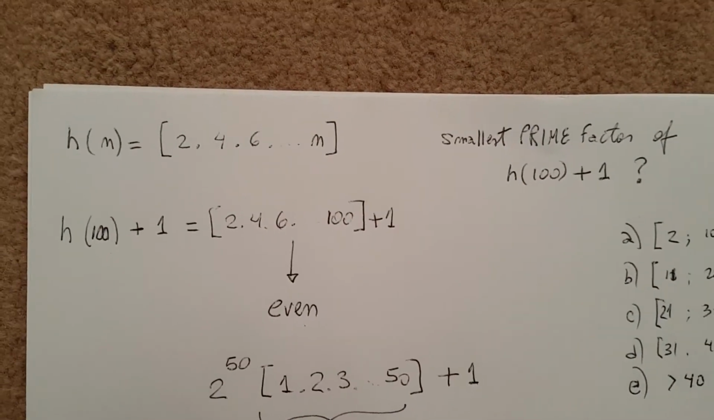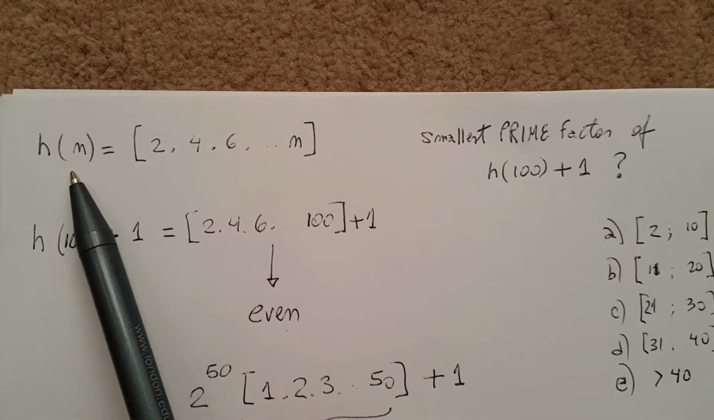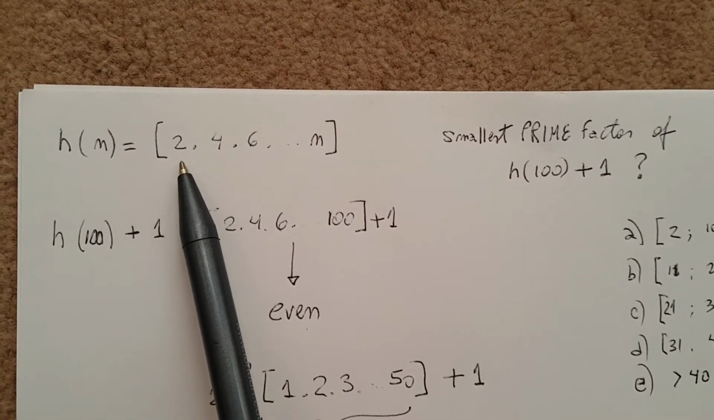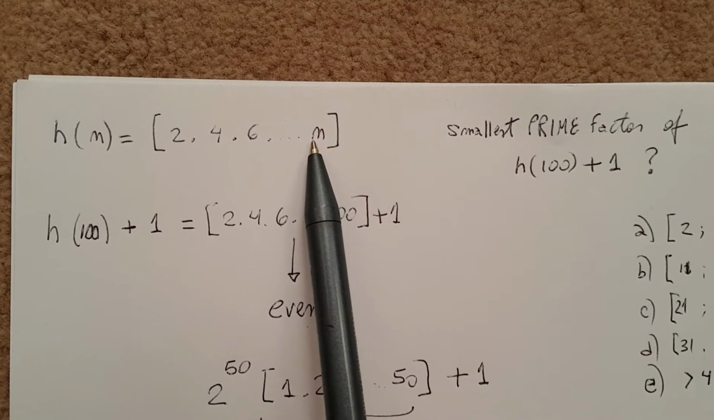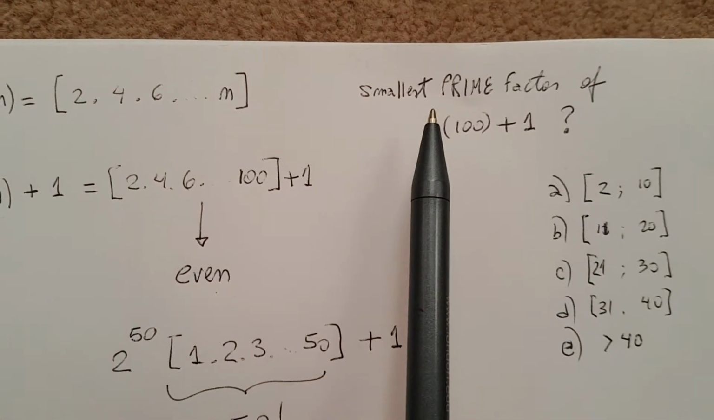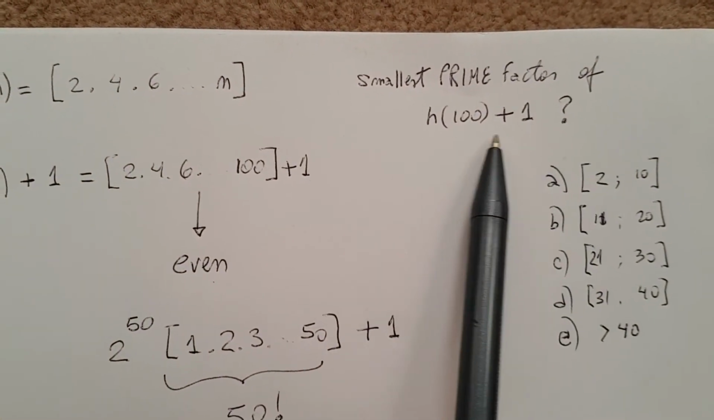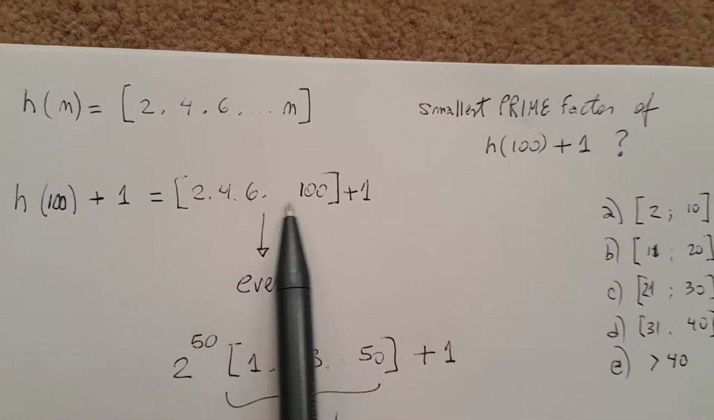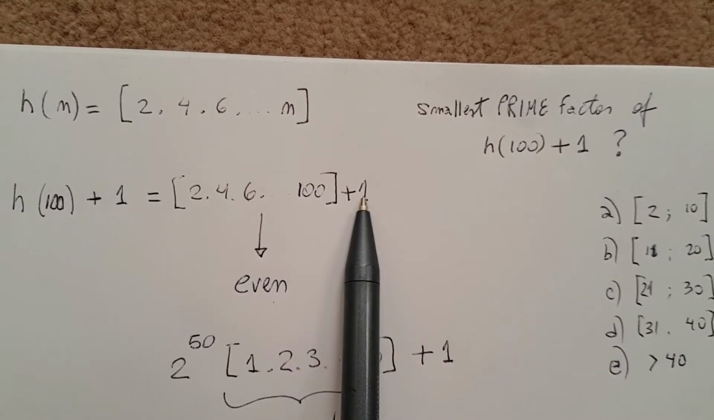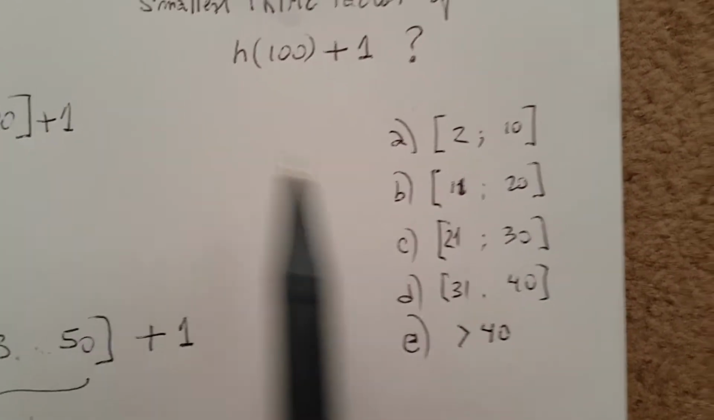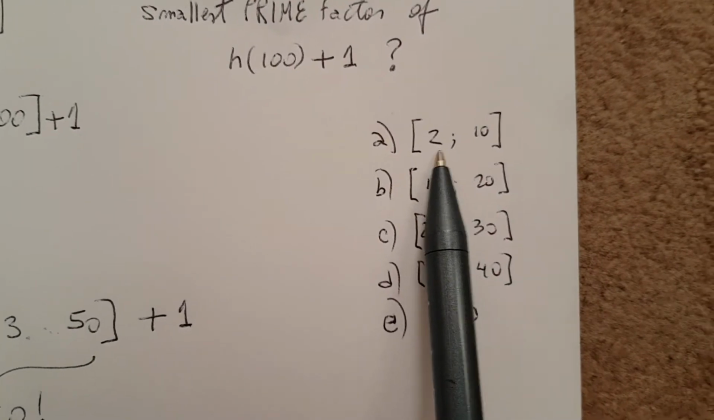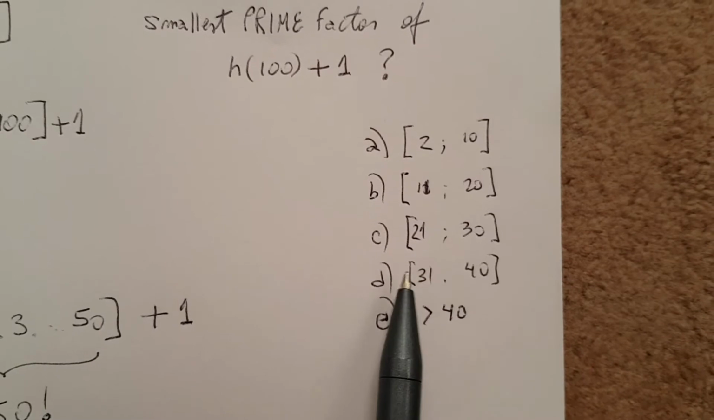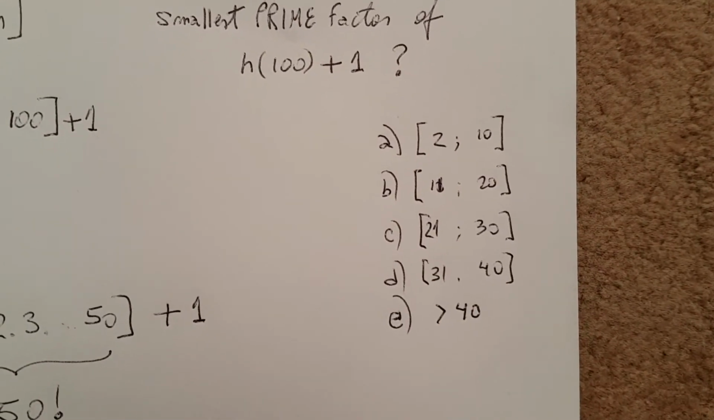So you asked me about this problem. There is this function h(n) that is the multiplication of all the even numbers up to n. And then they're asking you what is the smallest prime factor of h(100) plus 1. So basically h(100) plus 1 will be all the multiplication up to 100, and then to that you add 1. And the possible answers are a prime factor between 2 and 10, between 11 and 20, 21 and 30, 31 and 40, or bigger than 40.